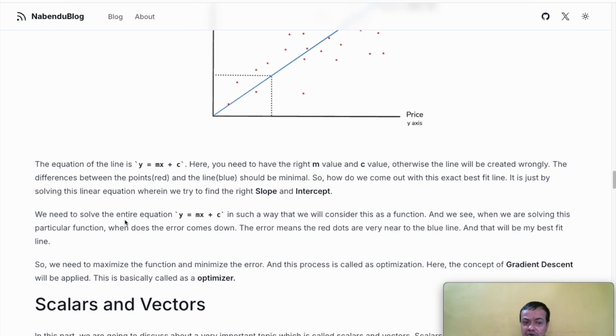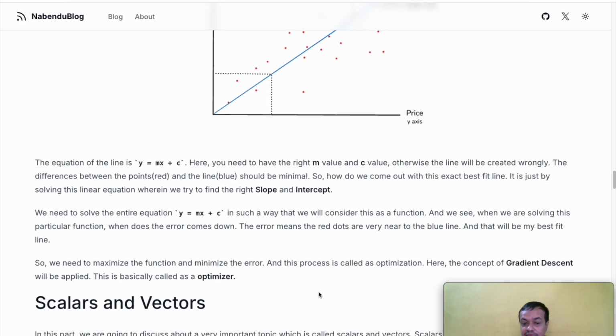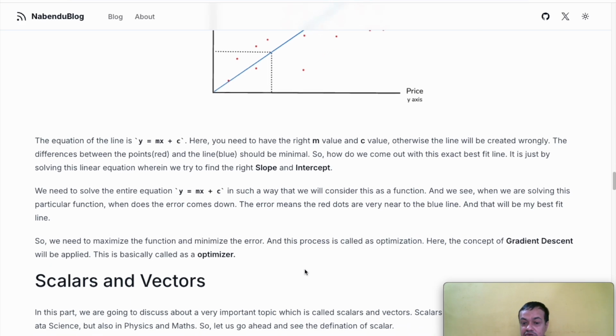So we will solve this equation y equal to mx plus c in such a way that we see when the error comes down. The error should come down. If I give some area, it should give a price very close to this line, even if it fluctuates. So we need to minimize the error, and this process is called optimization.